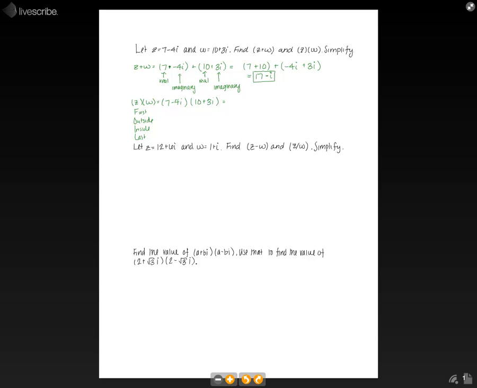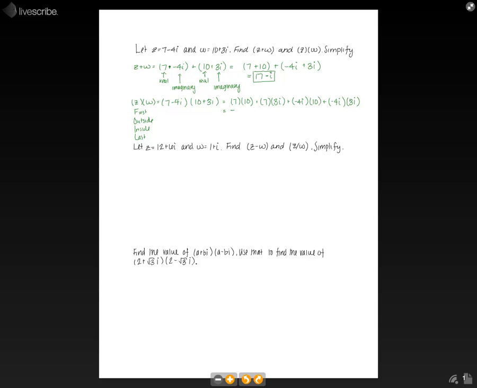So first we're going to multiply the first term in each parenthesis. So that's going to be 7 times 10. And then we're going to multiply the outside terms. So those are going to be 7 and 3i. Then we're going to multiply the inside terms. So negative 4i and 10. And then the last term in each parenthesis. So negative 4i and 3i. Alright, so now we just need to simplify that.